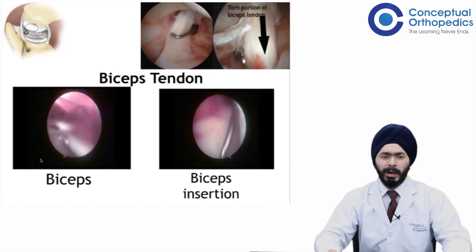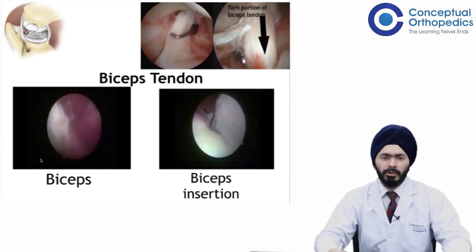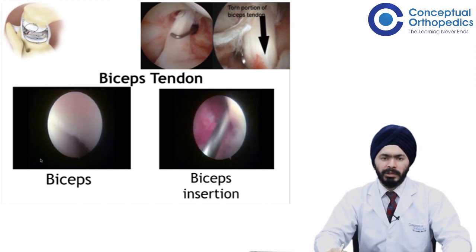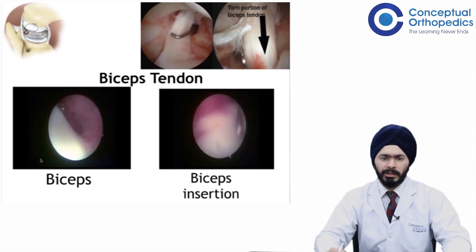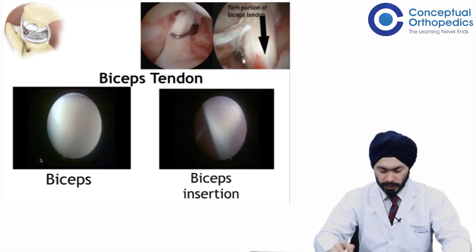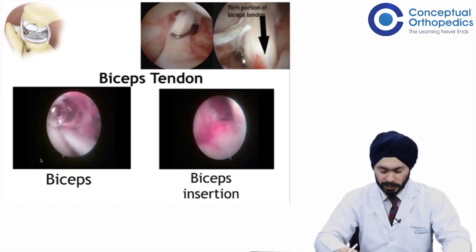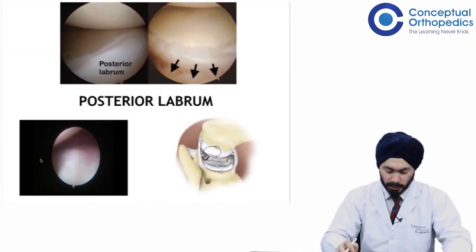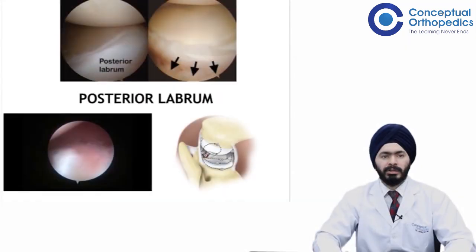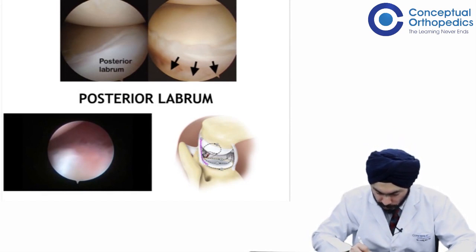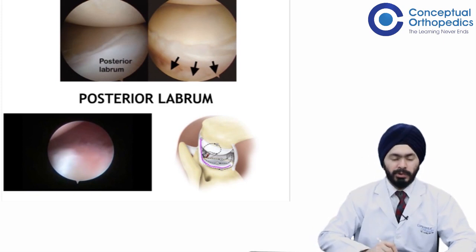So biceps tendon is your lighthouse. For you to start your shoulder arthroscopy, the first structure you look for is the biceps tendon, which is going vertically from your superior glenoid tubercle. Moving on from biceps, the next structure you will look for would be your posterior labrum. So you start from the biceps, go posteriorly along the glenoid and look at the posterior labrum.